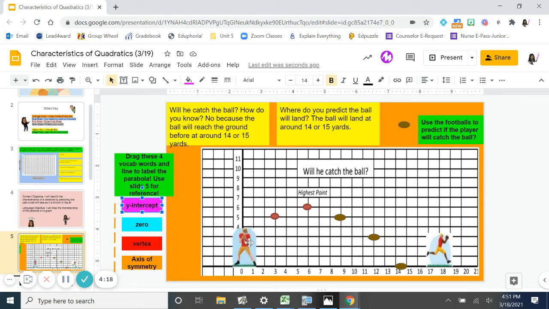So where did the ball start? Well, the ball started right here in his hand. So I'm going to drag the y-intercept over here, and that's my starting point.